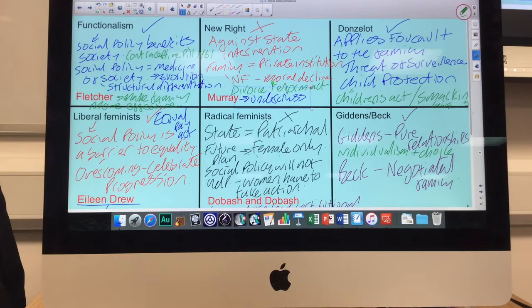Now, the best one to use would have been divorce, but I have a rule. It's very important that I state this rule. You can only use one policy once. All right? Don't use the same policy continually in an exam or essay.